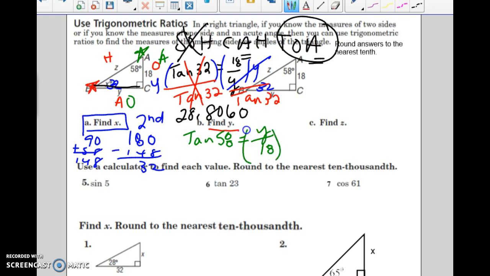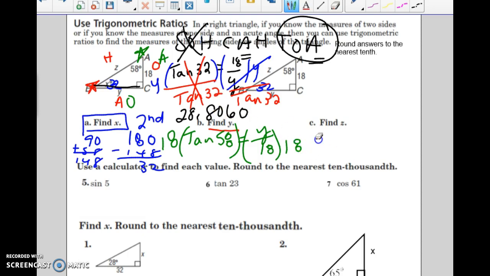So then I would multiply both sides by 18. So now in your calculator, type 18 tan 58. We're not dividing. 18 tan 58. Did you get the same answer? Yes. Good. So does it really matter where I put my star? No, as long as they give you the right information. They give you the information to be able to use it.